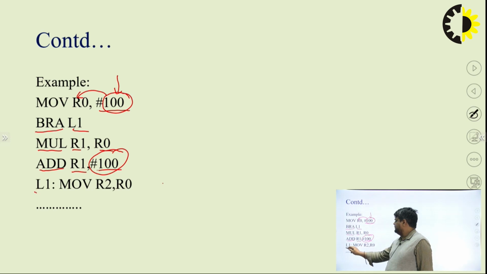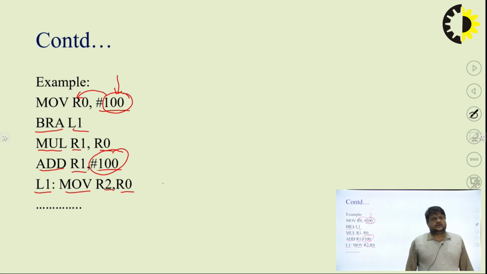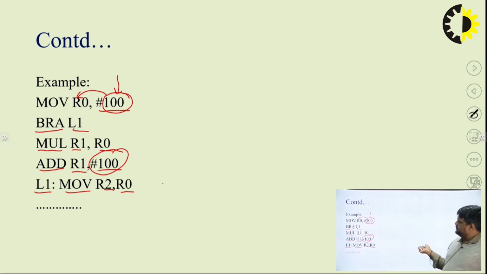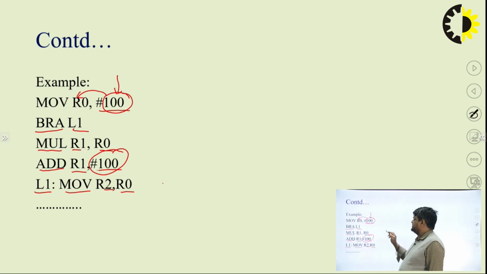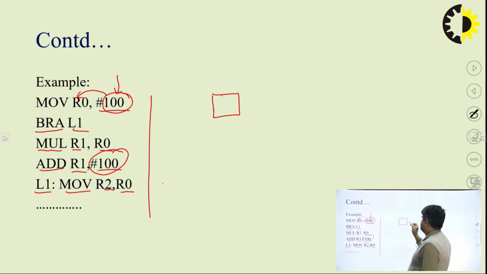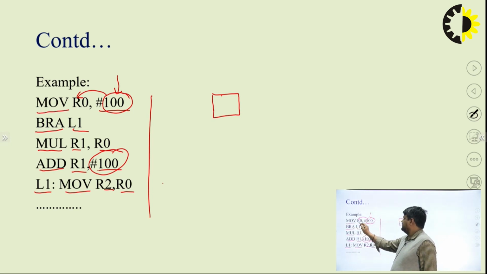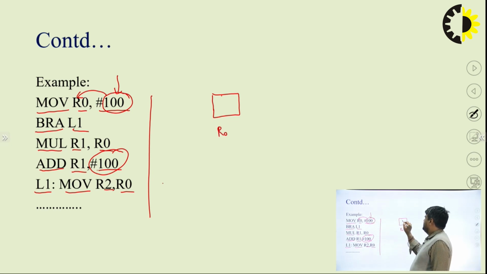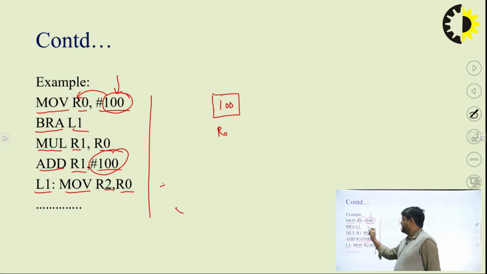After that, you have written the label L1, MOV R0 to R2, right? So you have to transfer the value of R0 into R2 by this instruction. So you can see what happens. You can trace this. It tells you MOV R0. So this is the R0 register. The value transferred is 100. So it will be 100, a constant value, here. After that, branch L1.